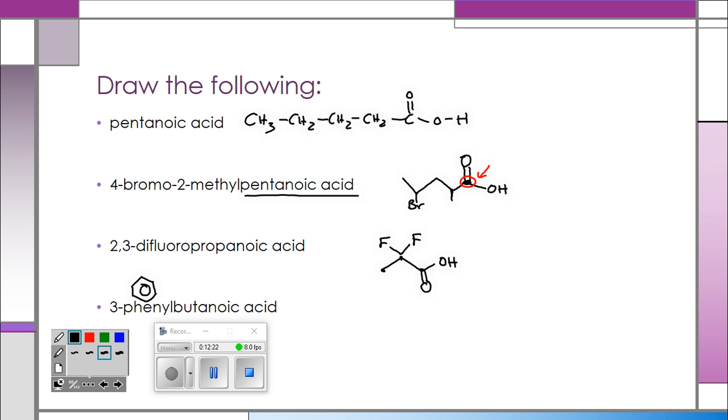Yes? Oh, yeah, you're right. I was putting them both on carbon 2 instead of 2 and 3. Thank you. Now the last one, butanoic acid, I'll draw it with the double bond on the other side, even though it hurts my brain to do that.